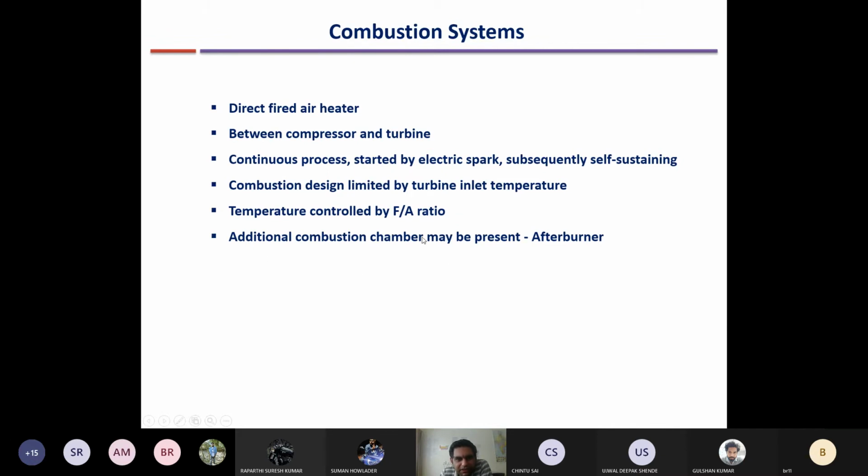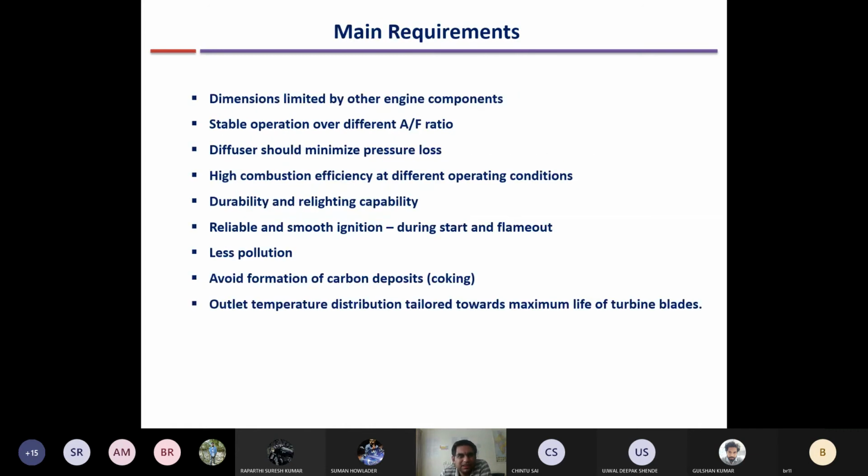Then one additional type of combustion chamber may be present, which we have discussed briefly, known as the afterburner, which is after the turbine. Here you can go to very high temperature because there are no subsequent turbine stages. So the only limit is the limit of the material of the nozzle, and nozzles can sustain very large temperatures. Some dry points may look boring, but these are important.